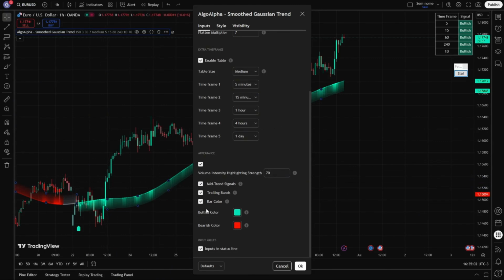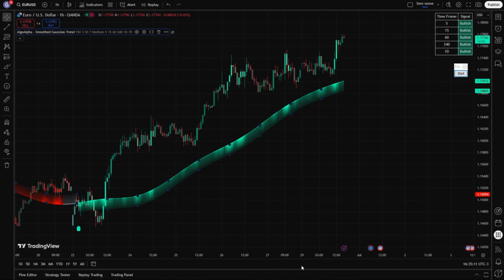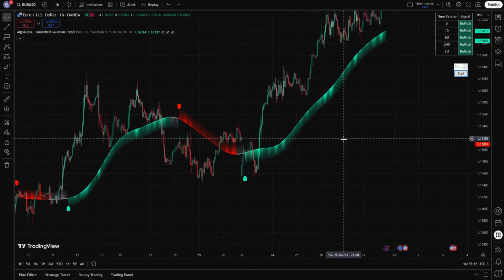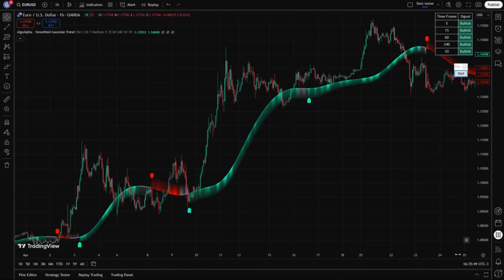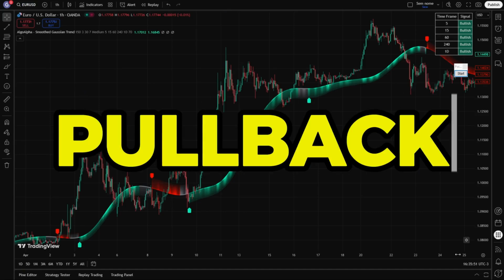And down here is what we already enabled before. See? These two options here are the ones we enabled earlier. Then you can just click OK. These are the settings I use to trade. Now let's move on to the pullback strategy I mentioned earlier.